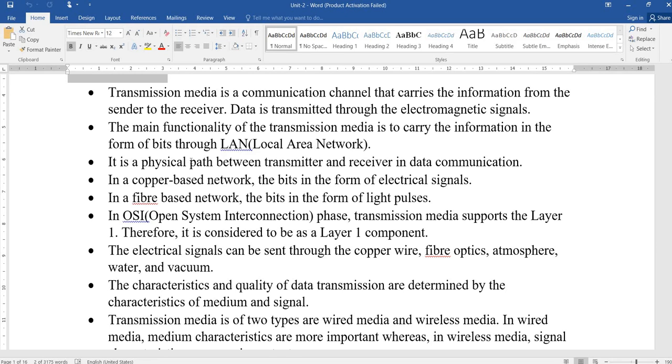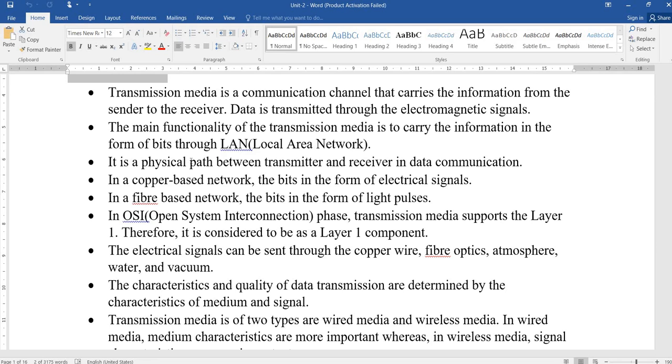The electrical signals can be sent through a copper wire, fiber optics, atmosphere, water, or vacuum. So they can transmit in different forms or different media. It transmits in different media, maybe copper, fiber, optical, atmosphere, water, or vacuum.